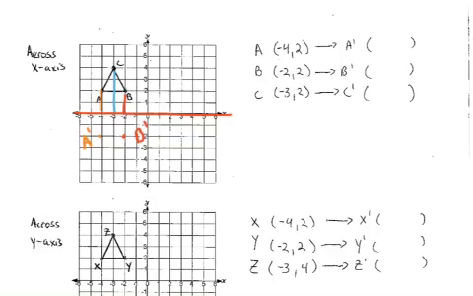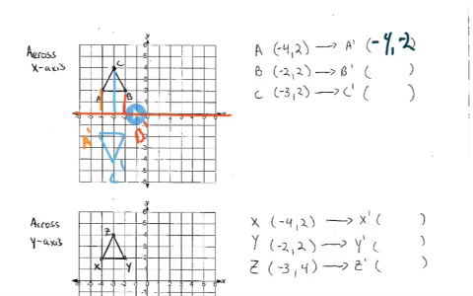1, 2, 3, 4. So I'm going to go 1, 2, 3, 4. There is my C prime. So now, what is the ordered pair of A prime? Well, I go left 4, down 2. So it's going to be -4, -2. How about my B prime?